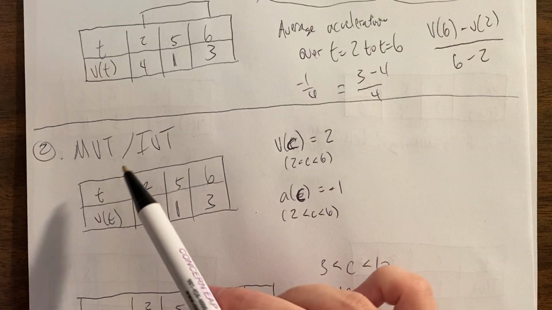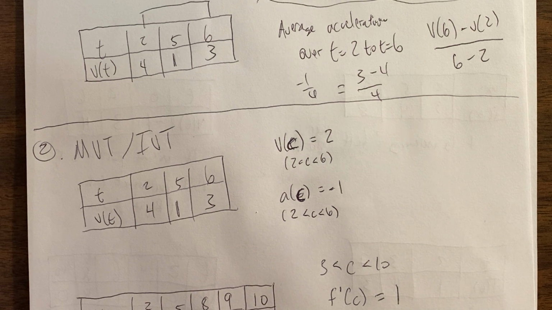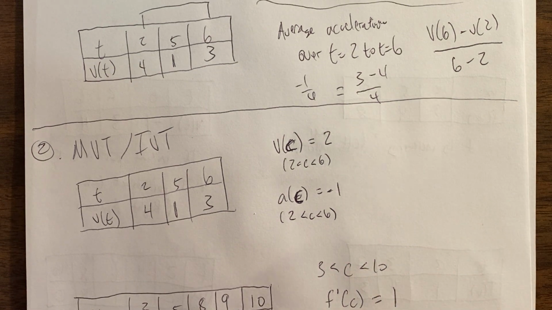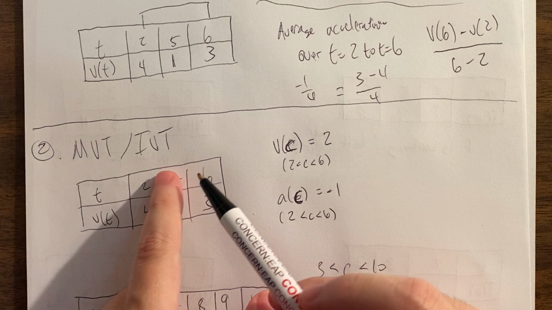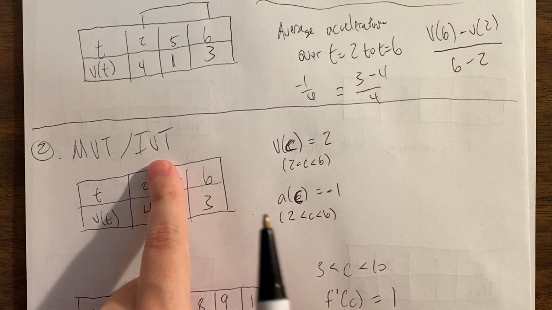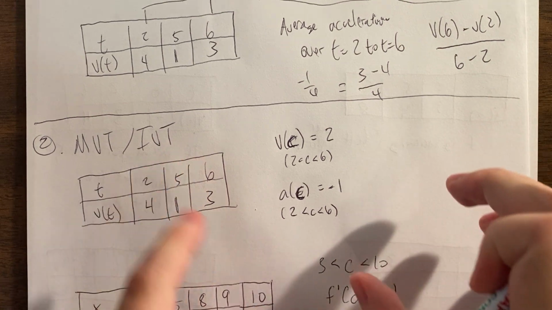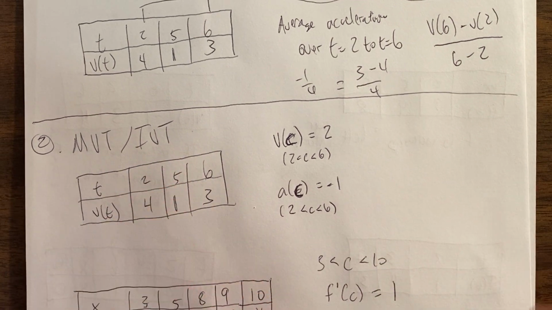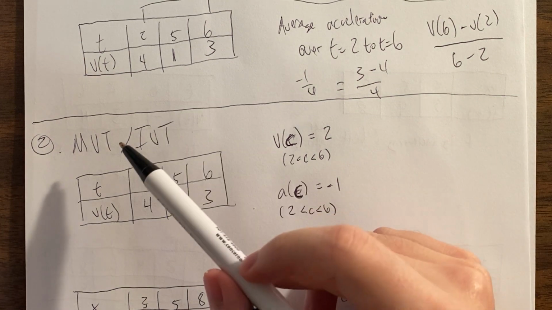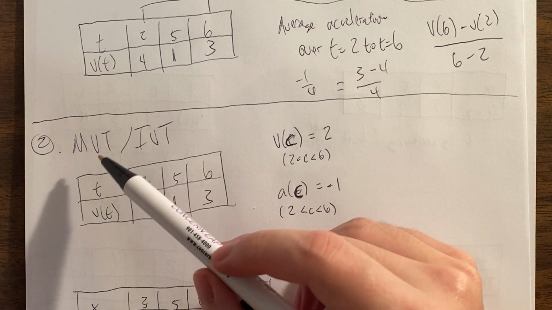Then you have to decide which one you want to do, MVT or IVT. So keep in mind that IVT says that if a number is in between the y values of the function, then there's going to be an f of c equals the number. And MVT says calculus slope equals algebra slope somewhere in the interval.